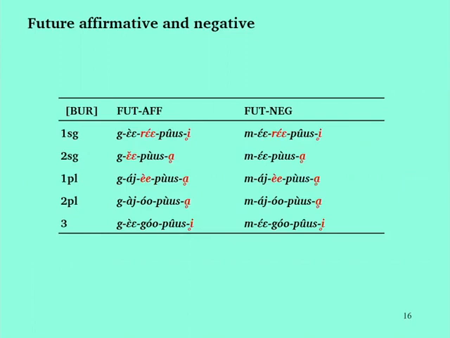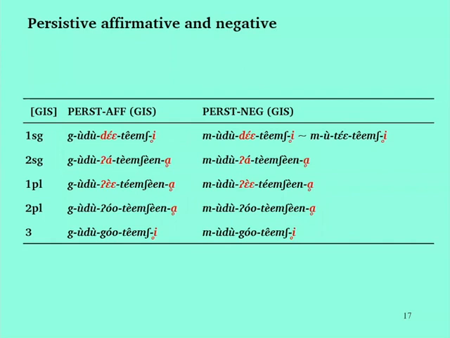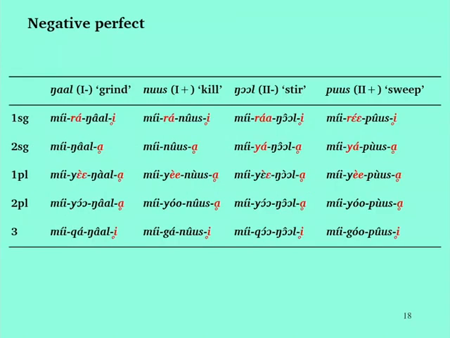And here is the negative future paradigm contrasted with the affirmative future. You see the same pattern of subject indexing prefixes and suffixes. The same pattern holds for the persistive, affirmative on the left hand and negative on the right hand. And we move straight to the negative perfect tense for all four inflectional classes, hoping that the red marks will be sufficient here for guiding you towards identification of the subjunctive imprint in all these paradigms.